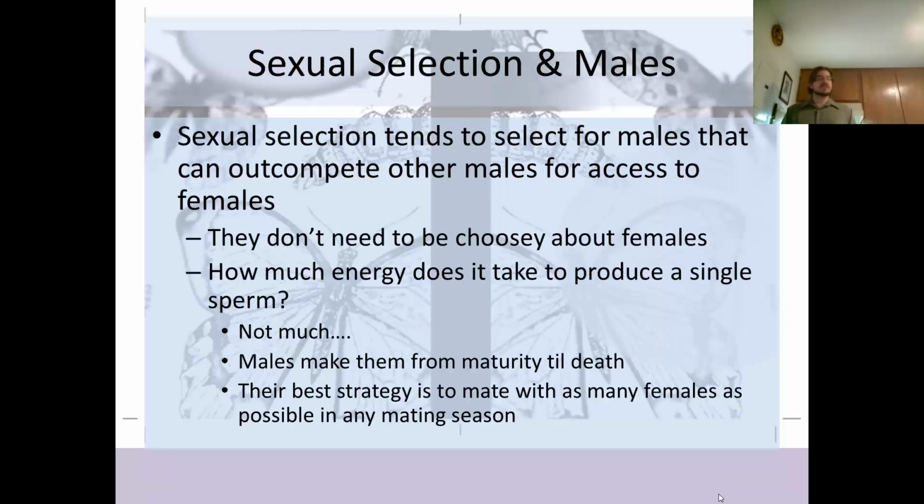So you'll see females selecting for traits in males that represent their fitness, their physical fitness, or their evolutionary fitness. Whereas males will just try and mate with every female they can. They don't select for fitness. So sexual selection can be pretty crazy.